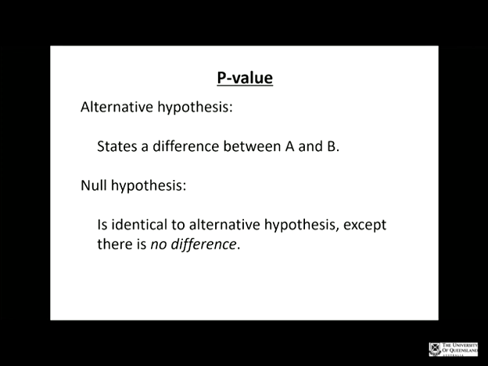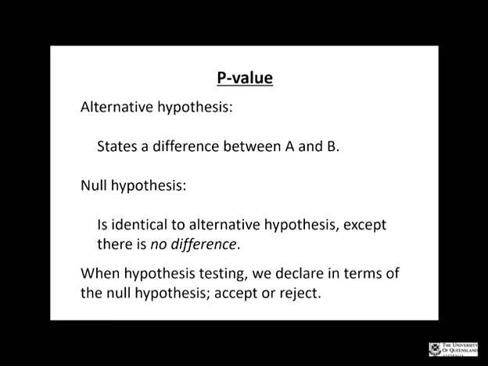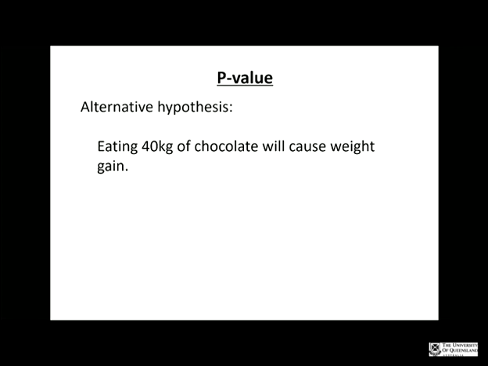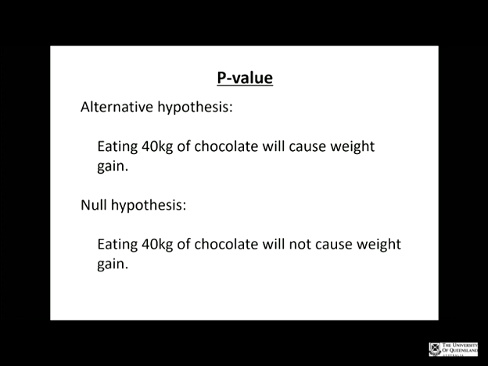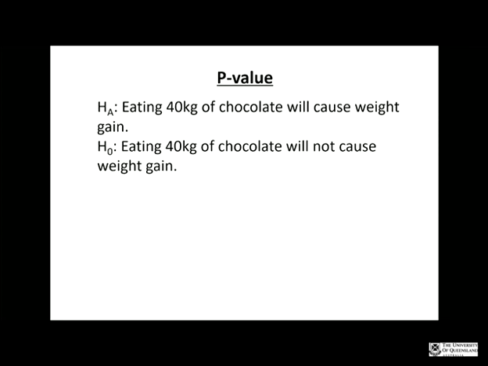So, the alternative hypothesis says that there is a difference between A and B. The null says actually there's no difference between A and B. So when we're testing, we've done this already, declaring whether we accept or reject the null hypothesis. So for example, alternative hypothesis: eating 40 kilos of chocolate in a small amount of time will cause weight gain. Null hypothesis: eating 40 kilos of chocolate will not cause weight gain. It might be written like this. There's our alternative hypothesis, and there's our null hypothesis.